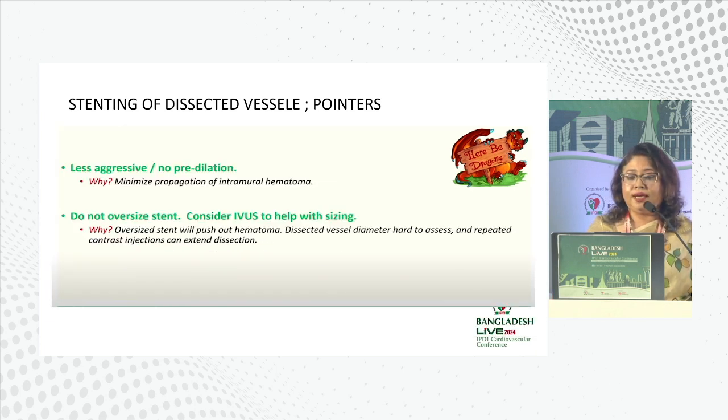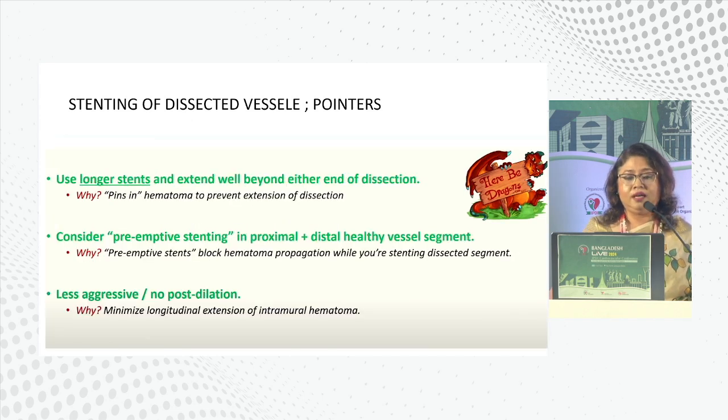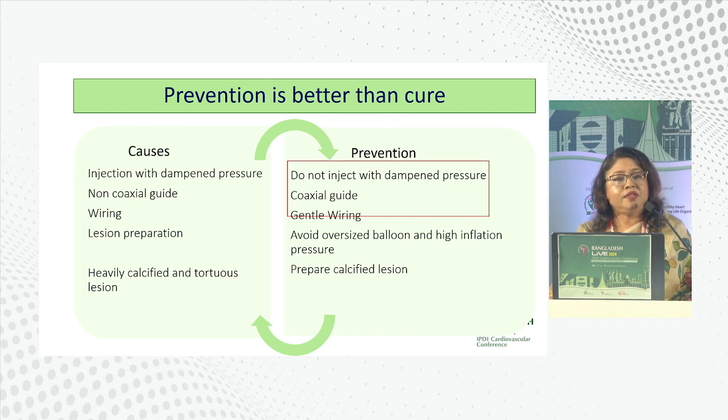So we should be less aggressive, with no predilatation. Do not oversize the stent, and consider IVUS to help with sizing. Use a longer stent and extend beyond either end of the dissection, and use the distal stent first, and we can block the hematoma propagation. After that, we can use the proximal stent apposition. So we should be less aggressive, with no post-dilatation. Prevention is better than cure.